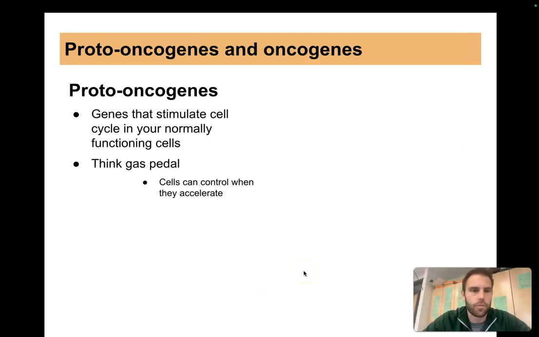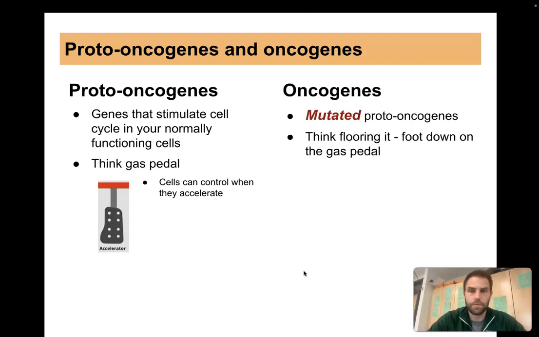So let's look at the actual genes. Just as a reminder, and we could write in this space on page 2, proto-oncogenes are genes that stimulate the cell cycle in your normally functioning cells. Again, think gas pedal, but one that puts the foot on the gas pedal at the right times and not too much. All right.